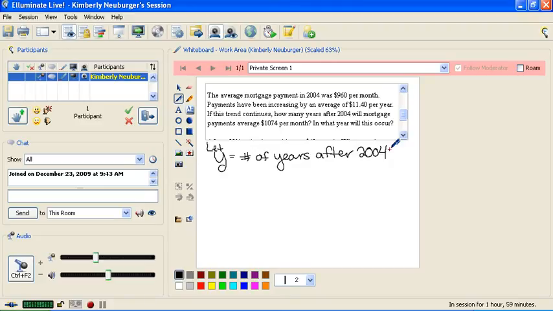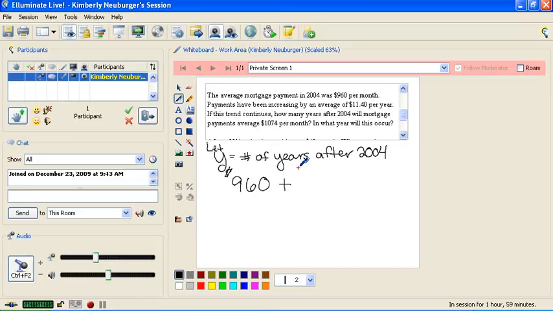Now, let's think about what happens. Every year, your payment is increasing by an average of $11.40 per year. So your first year, you're going to have $960 for a payment. Then the next year, you're going to have $11.40 more, and then the next year, another $11.40 more. So each year, y, you're going to add another $11.40.